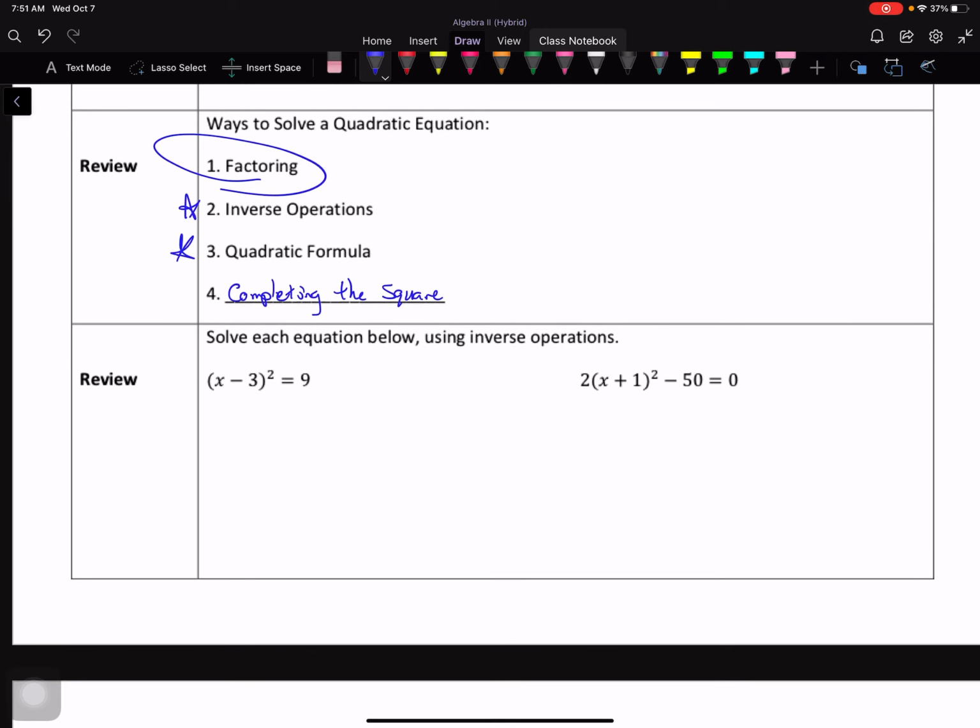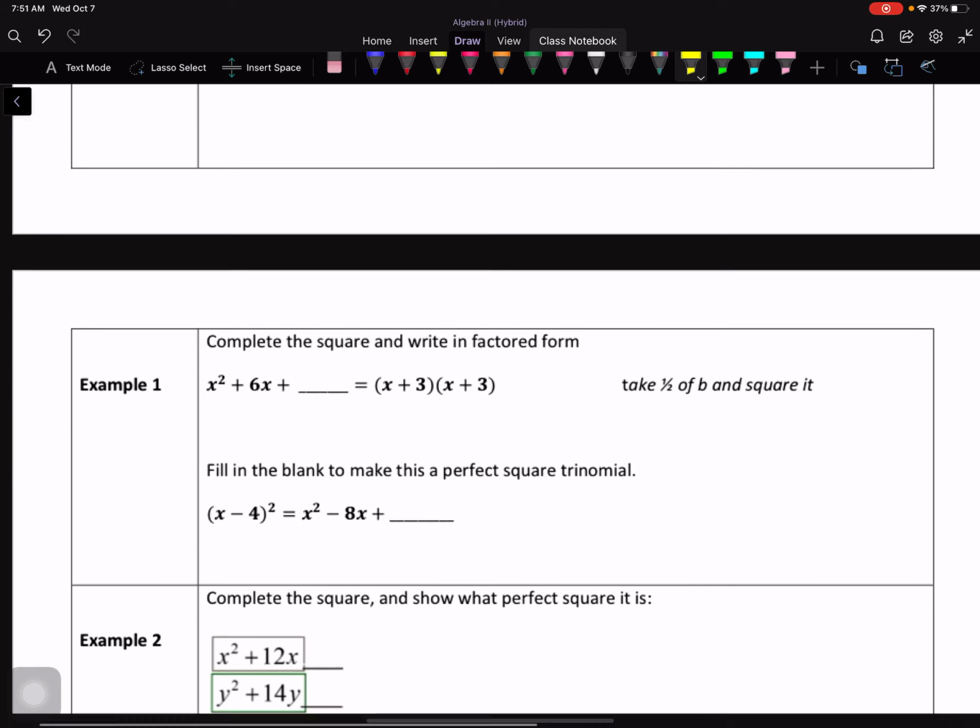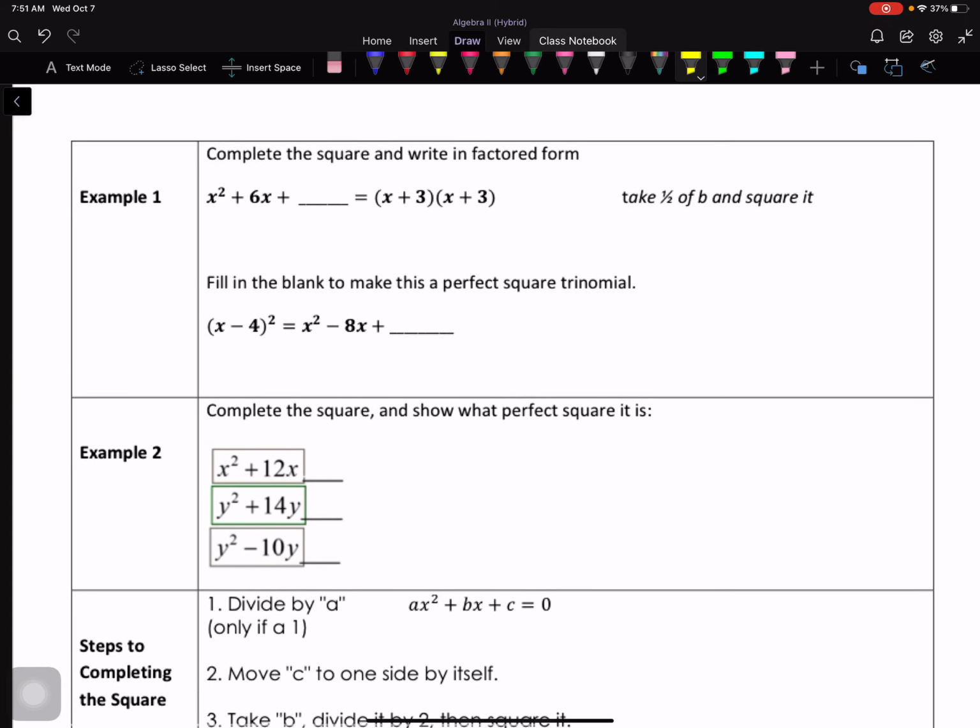It says solve each equation below using inverse operations. Like I said, it's the square root method, so you want to get the term that's being squared isolated and then take the square root. We're not going to do that. You can go back and watch the last video if you'd like to see how that's done. But let's talk about how to complete the square, and then we'll talk about actually solving by completing the square.